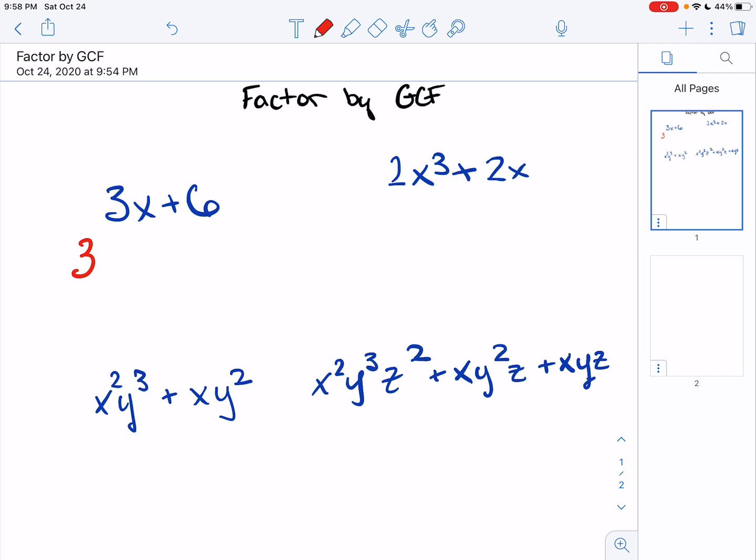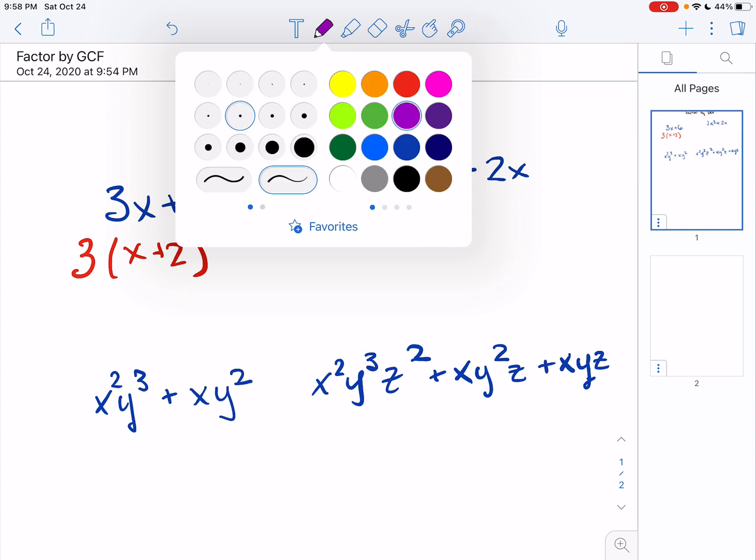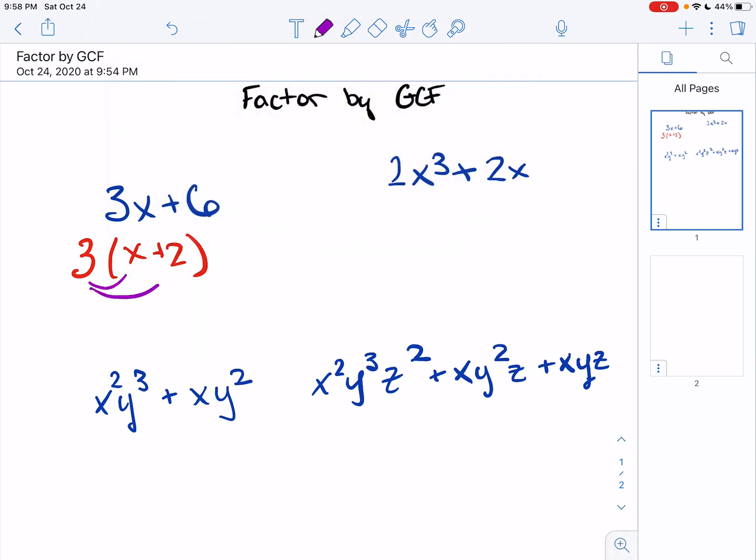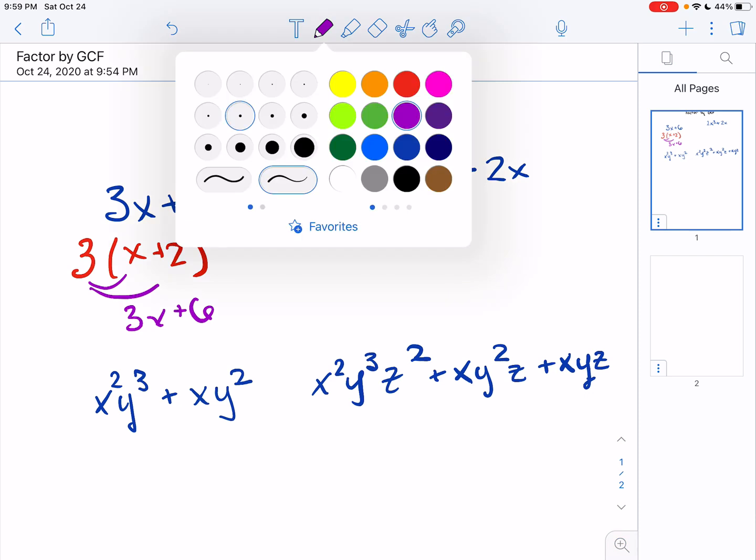So if I pull out a 3 from the first term, what I'm really doing is dividing 3x by 3. And what's left? I just have x. I take 6, and I'm pulling out a 3. I'm dividing by 3, and I get 2. To make sure that this is right, we can just distribute back in. So 3 times x is 3x. 3 times 2 is 6. So we did it right because that matches what we originally had, so we are good.